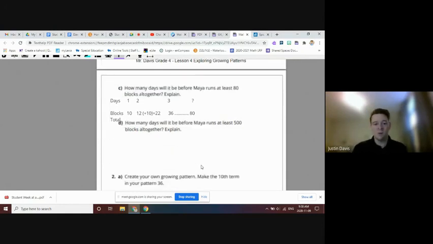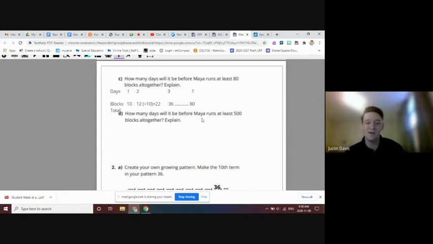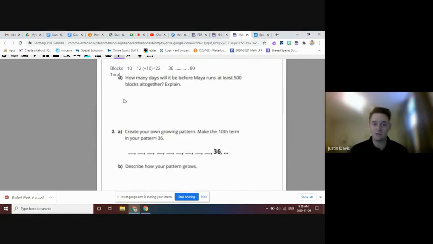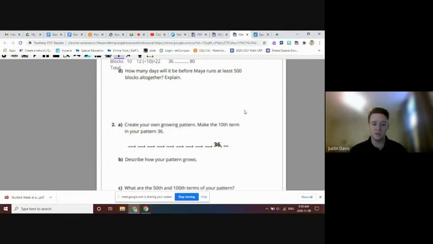And the next question takes it one step further. How many days will it take Maya to run 500 blocks altogether? So continue to extend your pattern, working on your addition skills, and that is how you're going to complete that. If you need to do work on a rough piece of paper, you totally can do that.